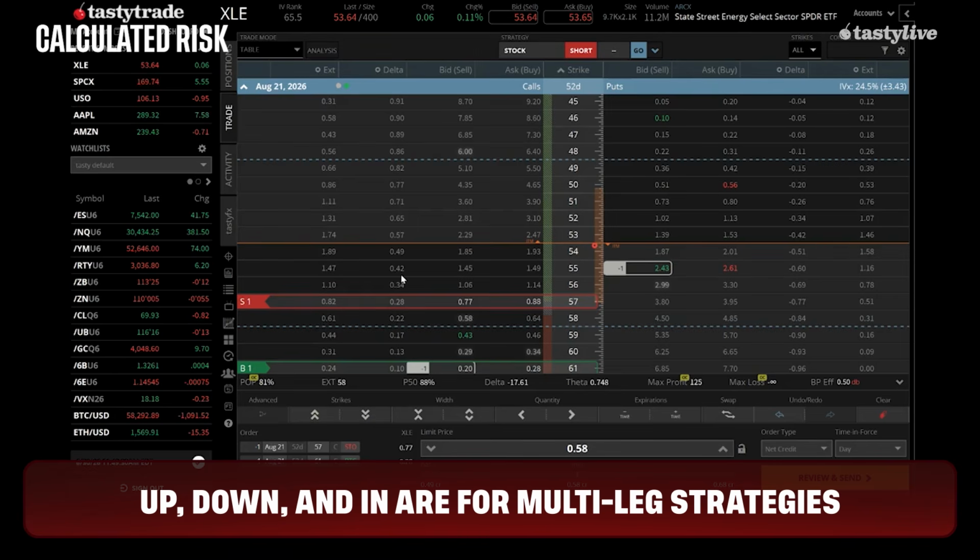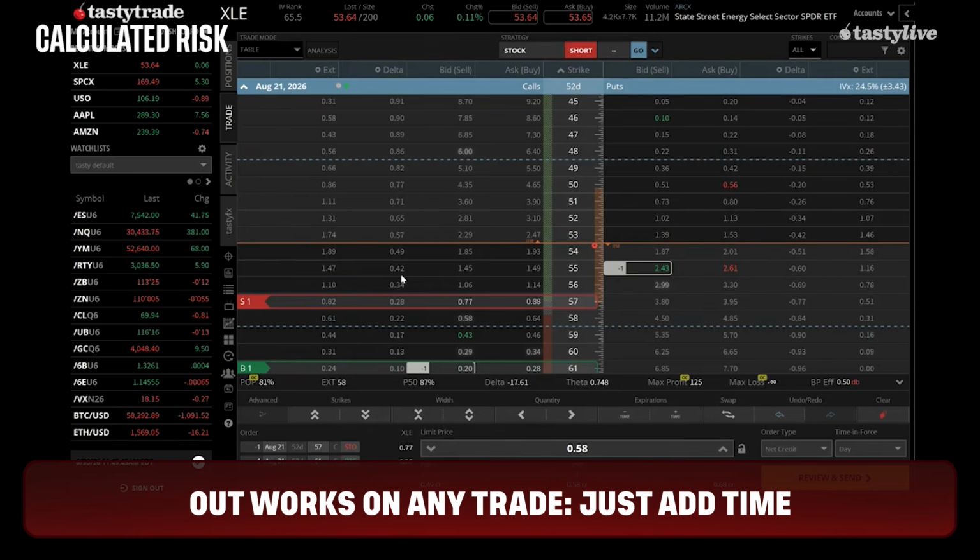Sometimes you might be doing that while you're rolling out in time, but in the same cycle, it's a little bit less common that you're going to be moving the strike along the chain. You might do something like that, again, in combination with adding time. So I suppose it could apply there too. But generally speaking, rolling up, rolling down, and rolling in, those are going to apply to multi-leg strategies.